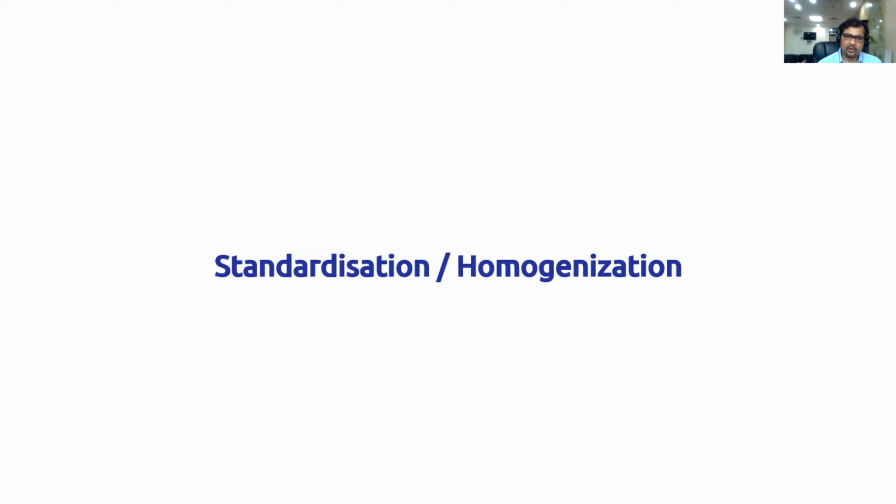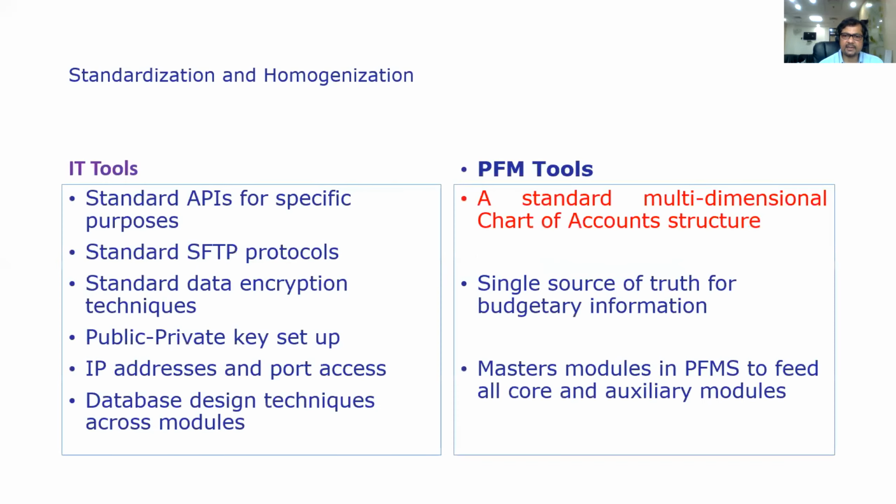Now, talking of standardization or homogenization, first of all, we have a very standard chart of accounts structure built into the financial system, which is shared by all line ministries, all departments, and even banks for exchange of this data. It sits at the core of the fiscal data exchange.